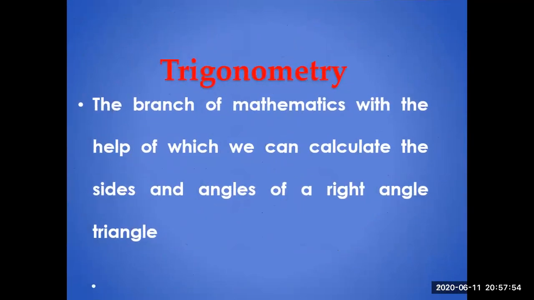So here it is, another step, that is trigonometry, a branch of mathematics. Very interesting, very important to understand. It is basically a branch of mathematics with the help of which we can calculate the sides and angles of a right angle triangle. This is the main concept of trigonometry. Using this right angle triangle, we can calculate the sides and angles of a right angle triangle.